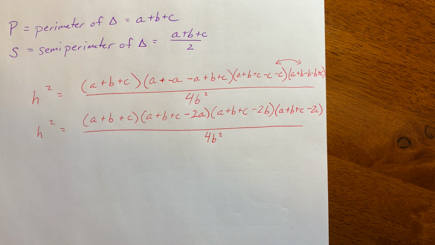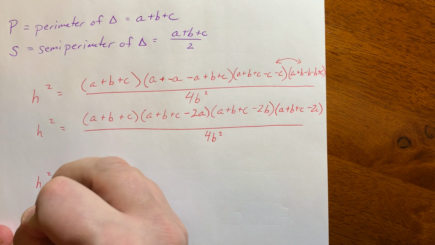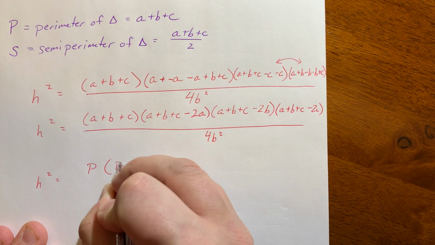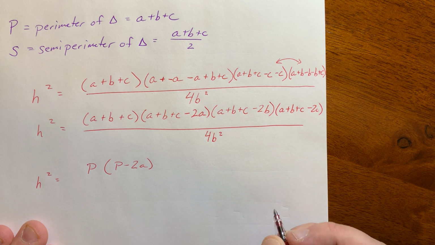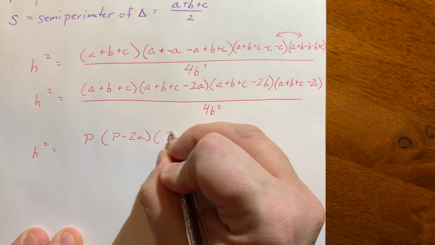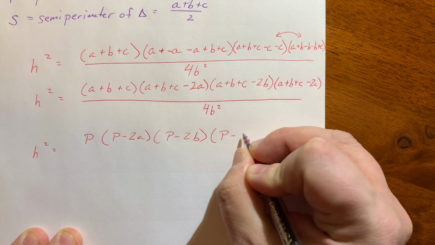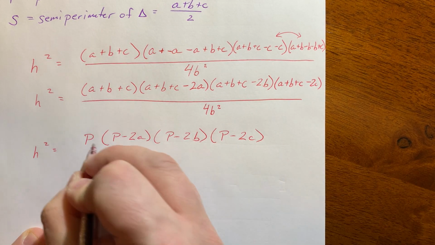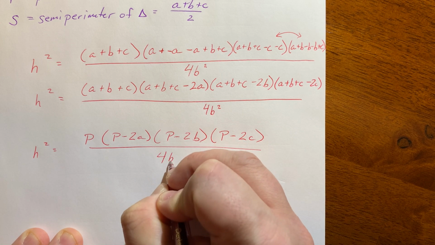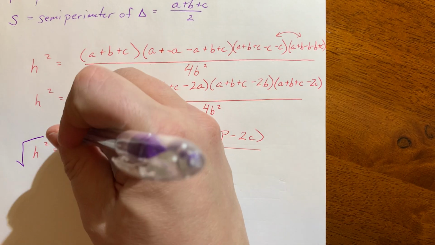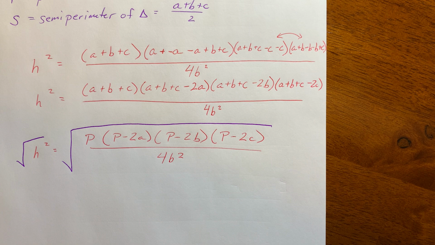Okay, what I can rewrite this now as is we have the perimeter times the perimeter minus 2a times the perimeter minus 2b times the perimeter minus 2c all over 4b squared. And it's finally time for us to take the square root of both of these sides.